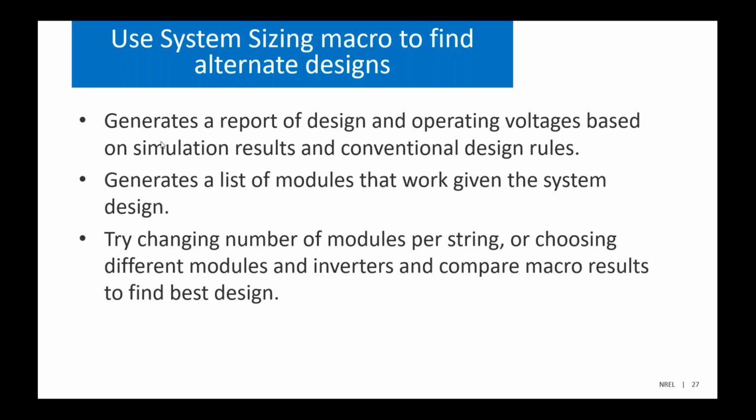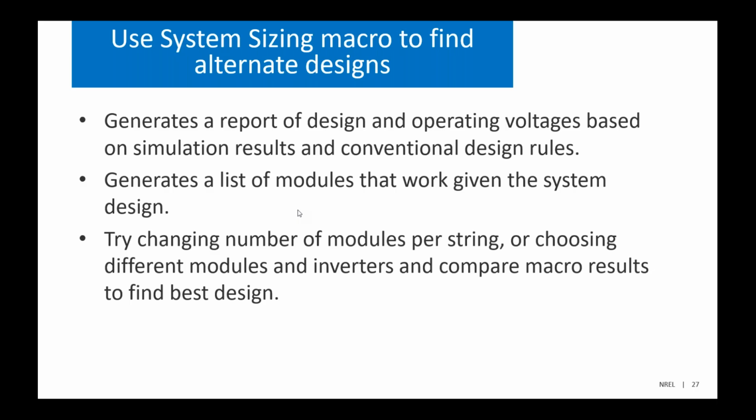Now we have a set of pre-written scripts that we call macros to perform various supporting functions. This one is called system sizing, and it generates a report of design and operating voltages based on the simulation results and a set of design constraints that you specify. It also generates a list of modules that will work given your system design. So if you want to try a different module, you can use that macro to see which ones would work.